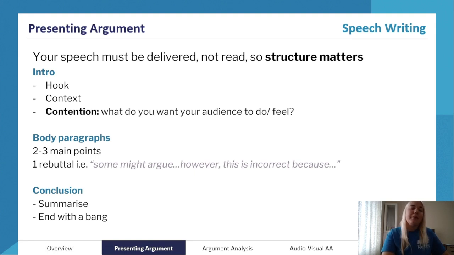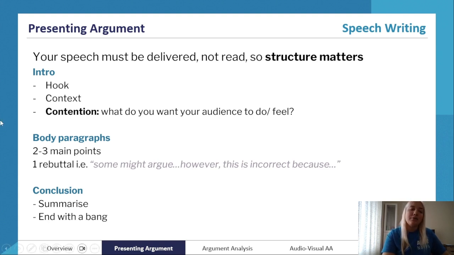In your introduction, your point of view for or against should be made really clear as well, as well as your main reason behind that opinion, your main reason for being for or against the issue, and what do you want your audience to do or feel? What is the main thing that you're trying to get them out of it? Raise awareness, some kind of call to action, perhaps, whatever that may be.